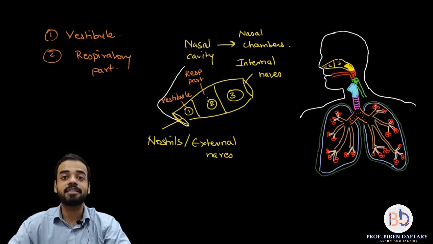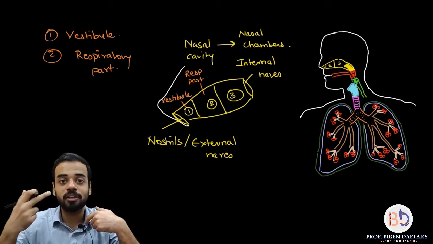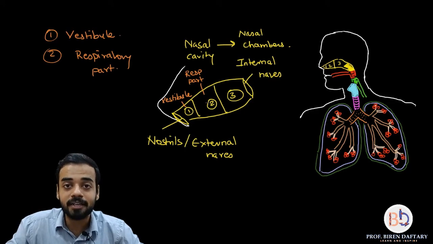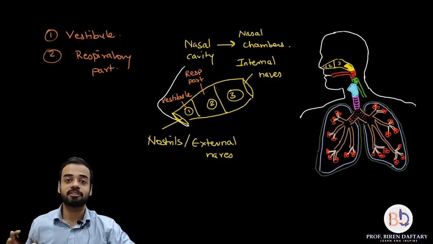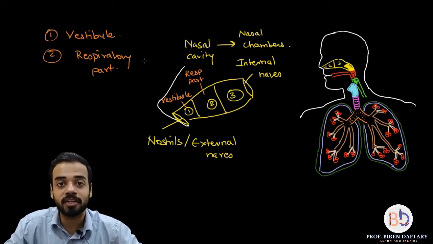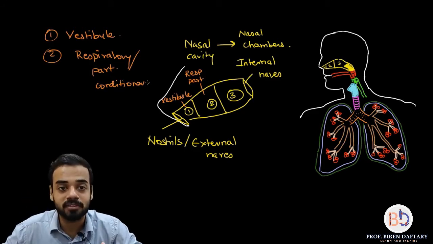Okay, so it is very important, because suppose you are in a very cold place and you suddenly breathe cold air, then that cold air will damage the cells of your respiratory system. So this respiratory part warms the air first and then allows the warm air to go inside your respiratory system. Okay, so the function of the respiratory part is to warm the air. That is why this part is also called the conditioner. Conditioner means it conditions the air to your body temperature.